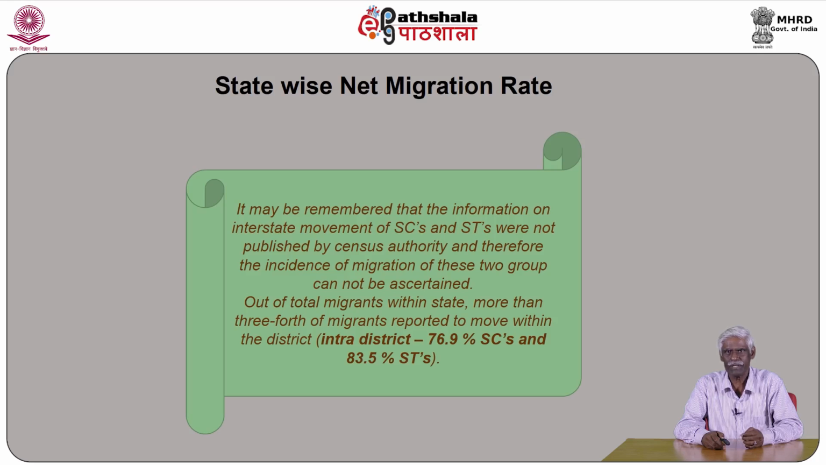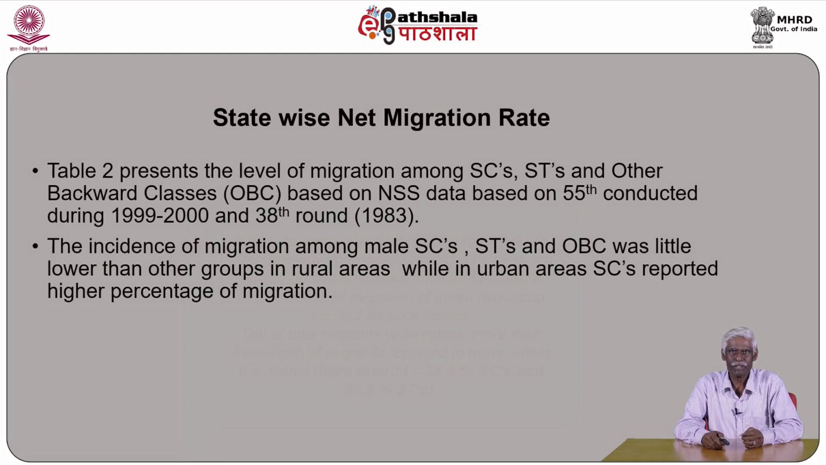Out of the total migrants within the state, more than three-fourths reported moving within the district, that is intra-district, to the extent of 76.9% among scheduled castes and 83.5% among scheduled tribes. The table also presents the level of migration among scheduled castes, scheduled tribes and other backward classes (OBCs), worked out from the National Sample Survey data, the 55th round conducted during 1999 to 2000 and the 38th round of 1983. The incidence of migration among male scheduled castes, scheduled tribes and OBCs was a little lower than other groups in rural areas, while in urban areas, scheduled castes reported a higher percentage of migration.